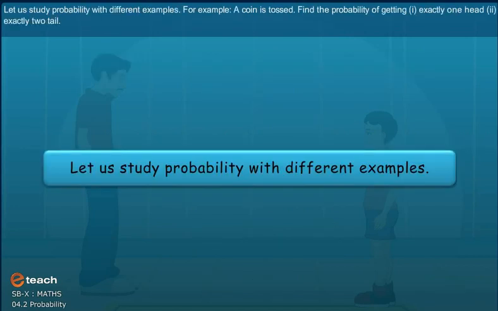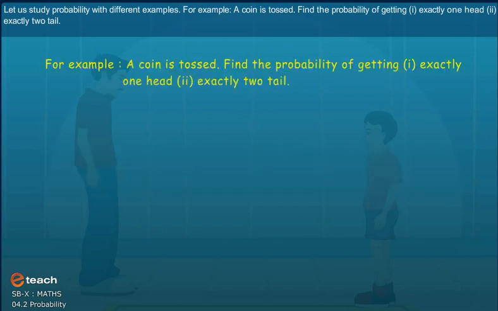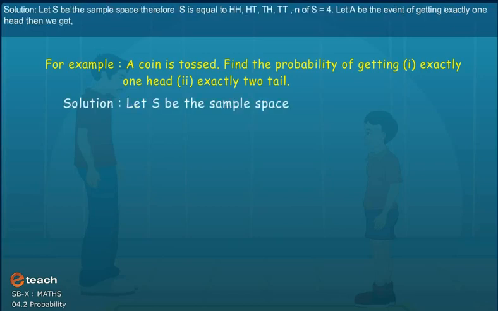Let us study probability with different examples. For example, a coin is tossed. Now find the probability of getting 1. Exactly 1 head, 2. Exactly 2 tails. Now solution. Let S be the sample space. Therefore, S is equal to {HH, HT, TH, TT}.